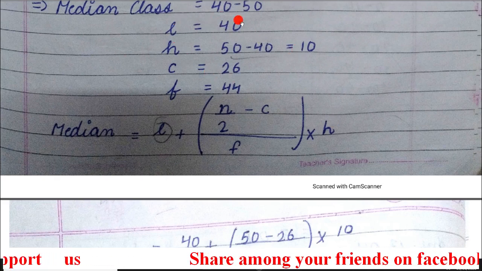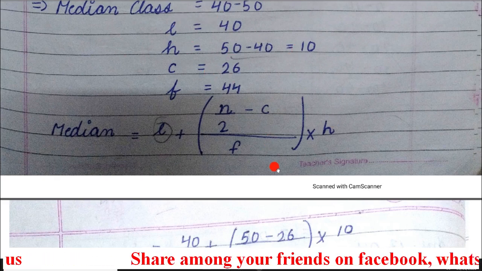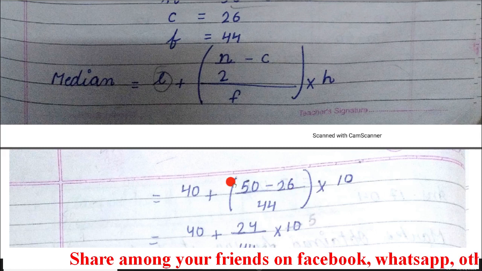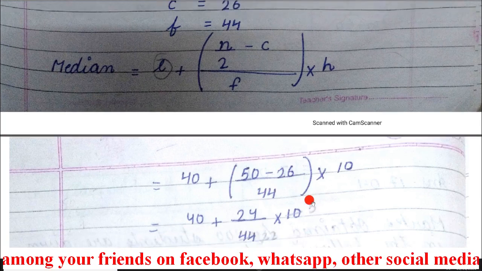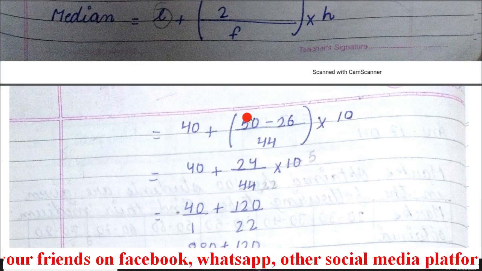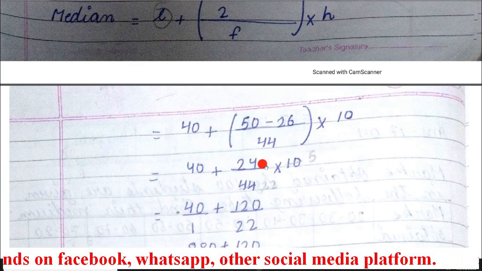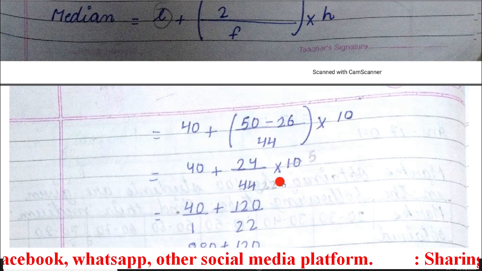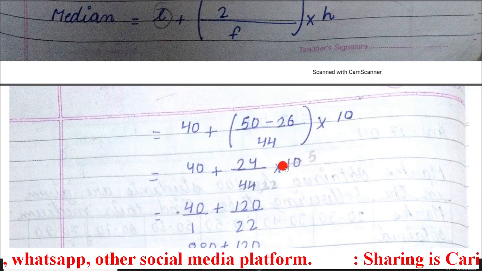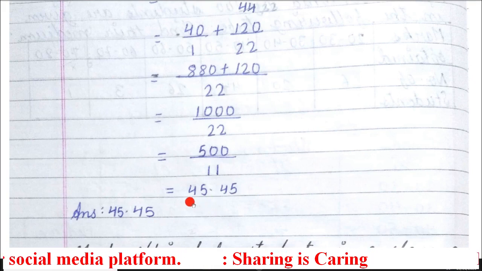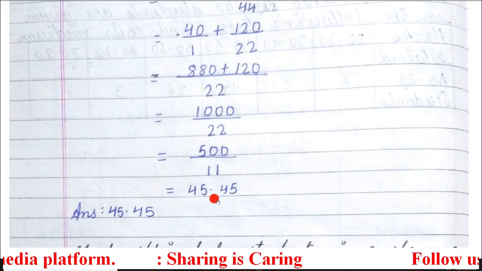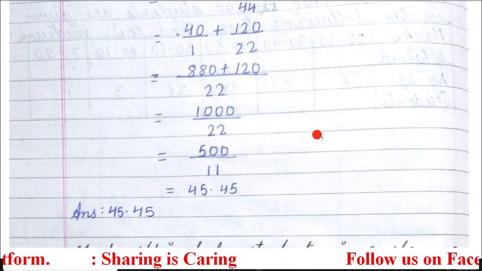So after finding all this data, write the formula. In the formula, just put the values. Now we have to solve this. According to the BODMAS rule, first we have to solve the bracket. So after subtracting, we'll get 24. Now just cancel them and multiply. You will get this. Take LCM and finally divide them. So this is the median, that is 45.45 is the median of the given question.